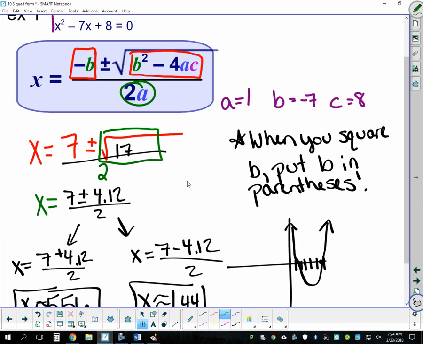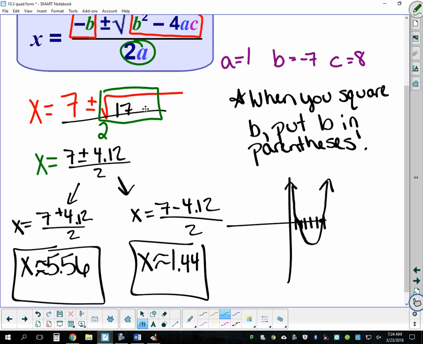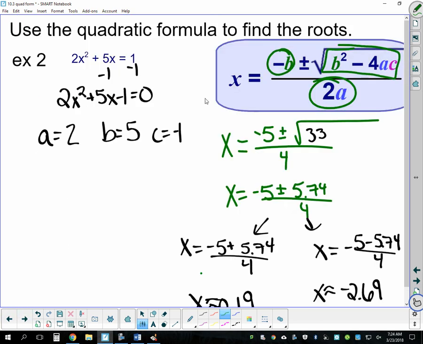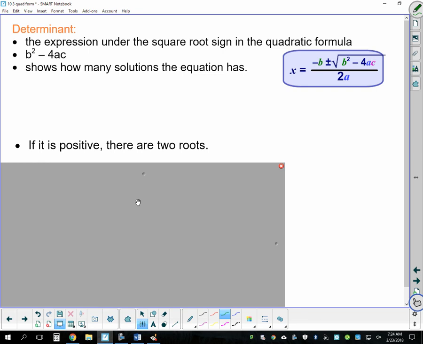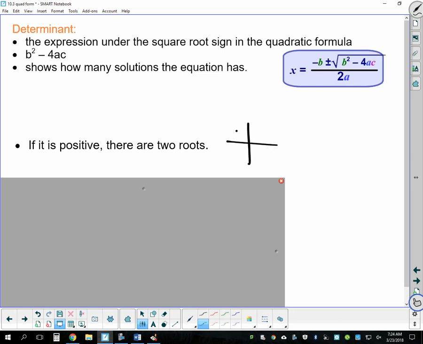Okay, so let's look back here. These ones with 2 solutions, notice your b squared minus 4ac, your determinant, was a positive number. It was 17. Here, where there were 2 solutions, it was a positive number. It was 33. So if the determinant is positive, there will be 2 roots. And what does that look like? That looks something like this. Or maybe this. But it's going to hit 2 different times.